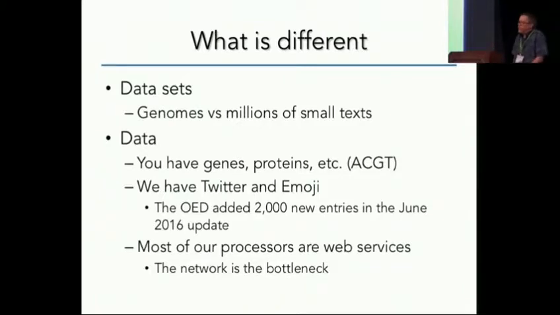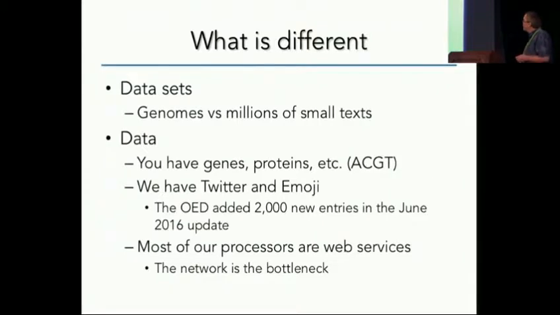You've got the four bases, A, C, G, T. Nobody's going to come along and say, hey, let's start using B now. If that was actually done, whoever came up with that would probably win a Nobel Prize for it, whereas the June 2016 update to the Oxford English Dictionary added 2,000 new entries to the dictionary. So human languages evolve very rapidly.